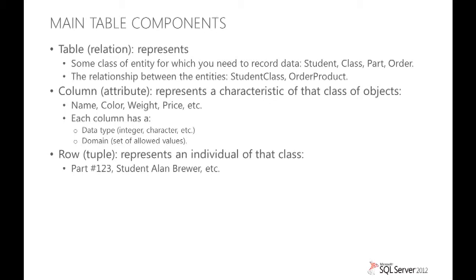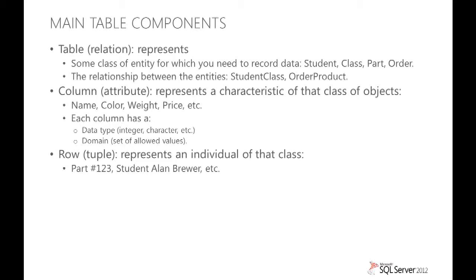Tables have two dimensions. The vertical dimension is called a column. It's called an attribute in relational theory. And the columns represent just some characteristic of whatever it is you're modeling with that table. So if I have a product table, I would expect columns for characteristics such as the product number, the name, the color, the weight, and the price.